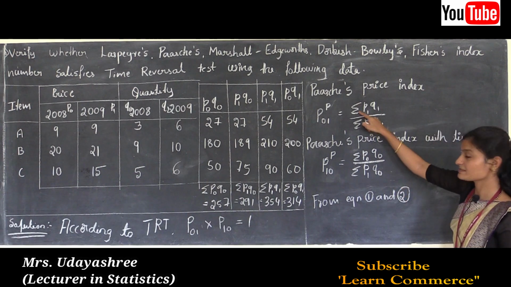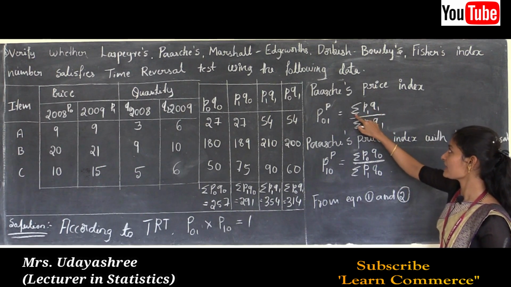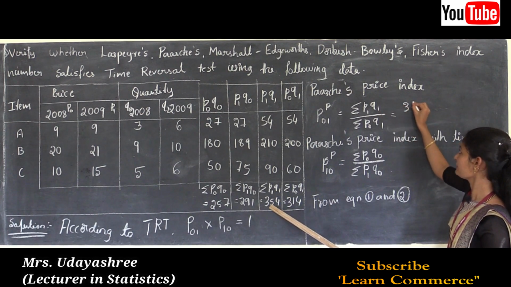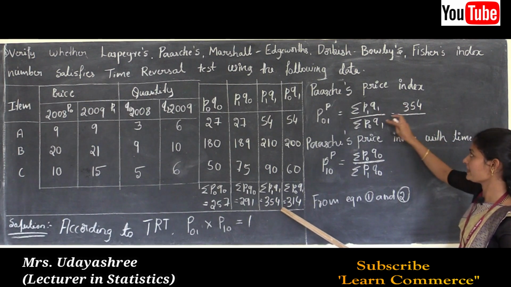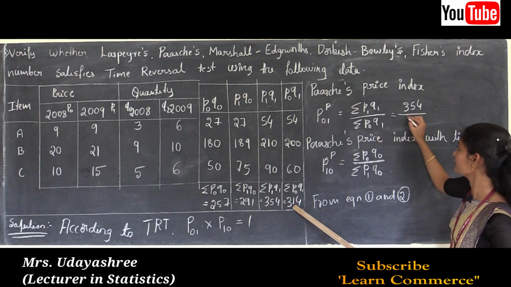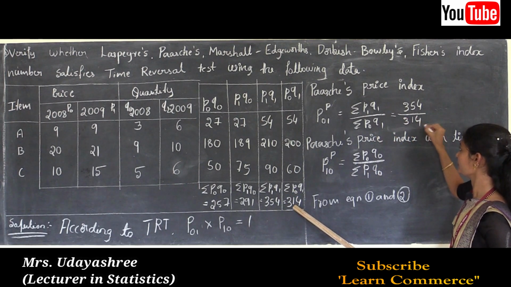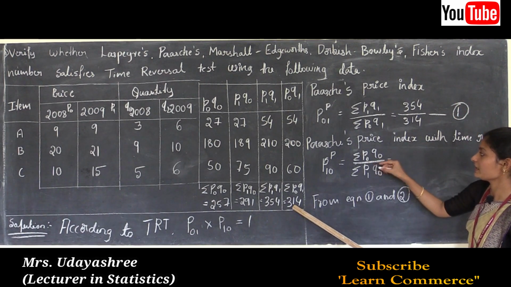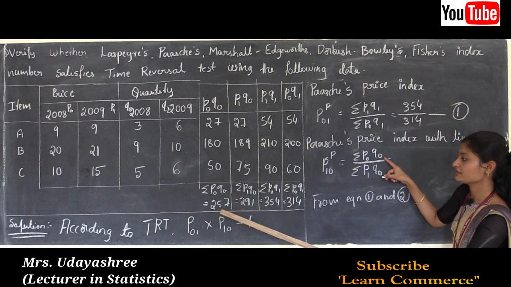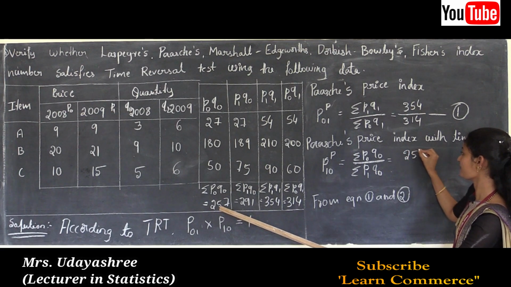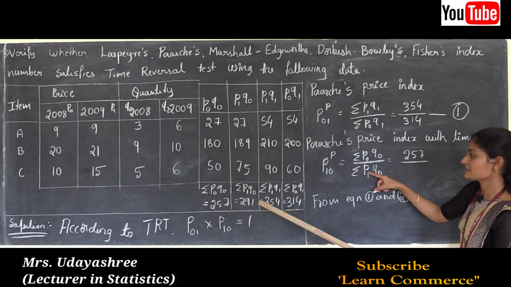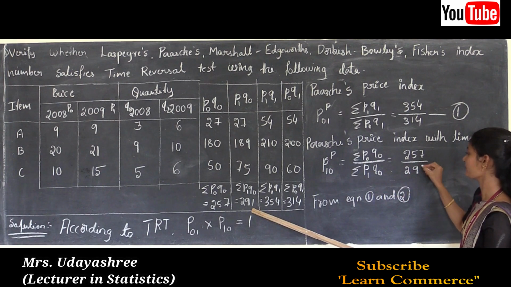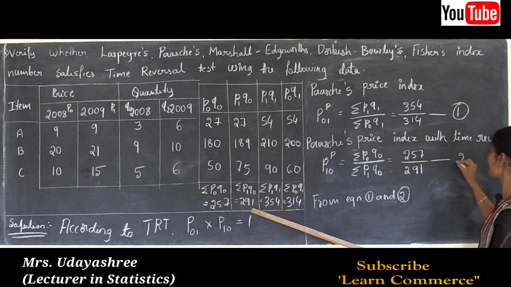Now I will substitute the values. Here sum of P1 Q1 is 354 divided by sum of P naught Q1 is 314. I will call it as equation number 1. Next, here sum of P naught Q naught is 257 divided by sum of P1 Q naught is 291. I will call it as equation number 2.